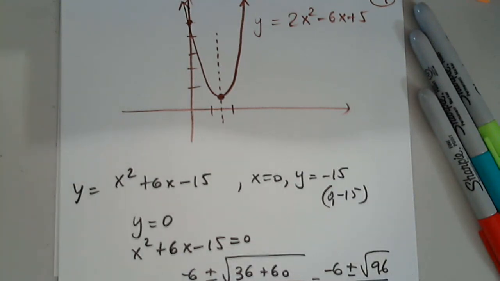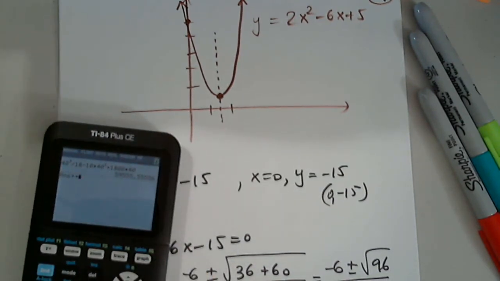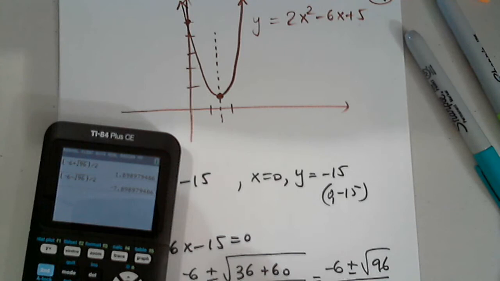I have to approximate these solutions. So do I have my calculator here handy? Yes. So I have to approximate, parentheses, don't forget: negative 6 plus the square root of 96, and then close the parenthesis and then divide by 2. And then the other one with minus. So I got x equals 1.9 and x equals negative 7.9.